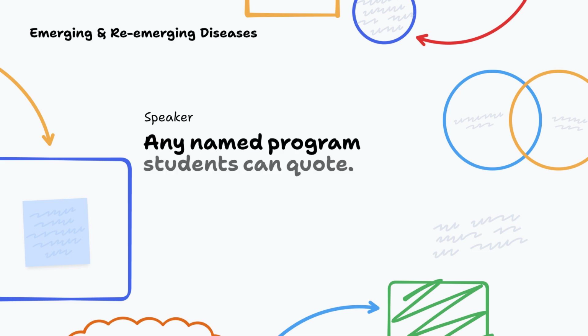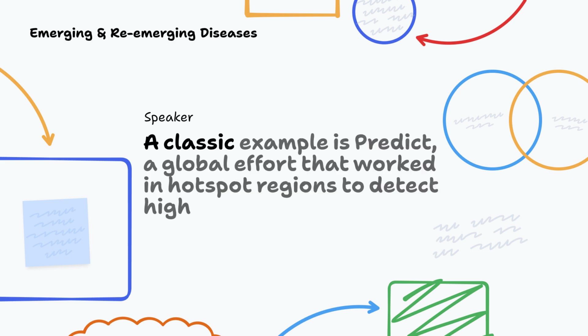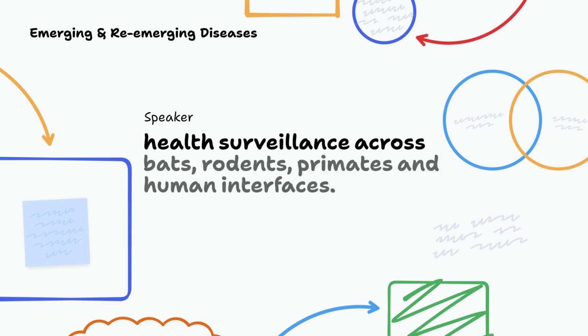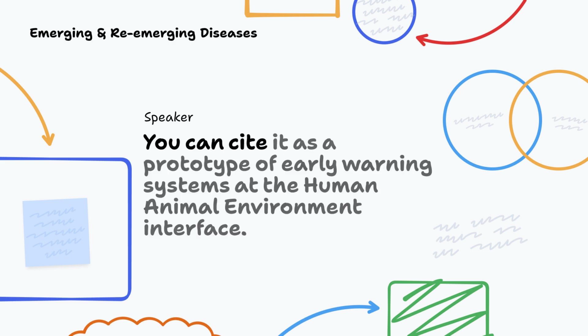Any named program students can quote? Yes. A classic example is PREDICT, a global effort that worked in hotspot regions to detect high-risk viruses in wildlife and understand spillover routes, illustrating operational One Health surveillance across bats, rodents, primates, and human interfaces. You can cite it as a prototype of early warning systems at the human-animal environment interface.